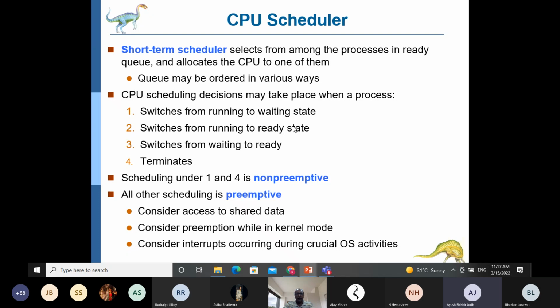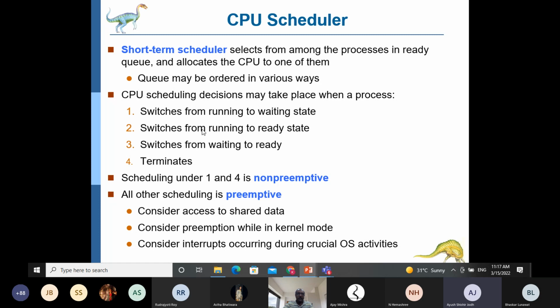Another case is that CPU switching may be required when a process switches from waiting state to ready state. Suppose a process is waiting for something, the event has occurred, and afterward the process is now ready for execution. So when the process moves from the waiting state to the ready state, a CPU switch may also occur. We'll see why and when it occurs, right?